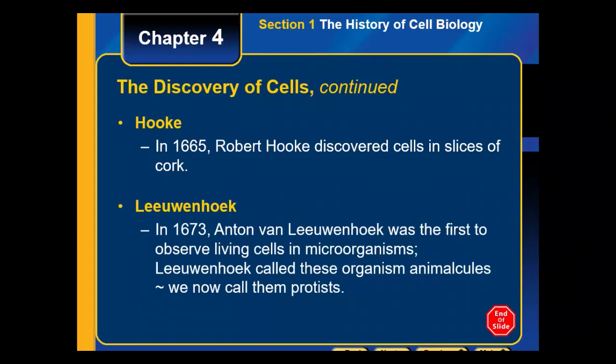Another remarkable scientist, Anton van Leeuwenhoek, took the study of cells to a whole new level. In 1673, using his handmade microscopes, Leeuwenhoek became the first person to observe living cells. He focused his observations on a variety of microorganisms, which he called animalcules. These tiny organisms, which we now refer to as protists, provided valuable insights into the existence of microscopic life forms.